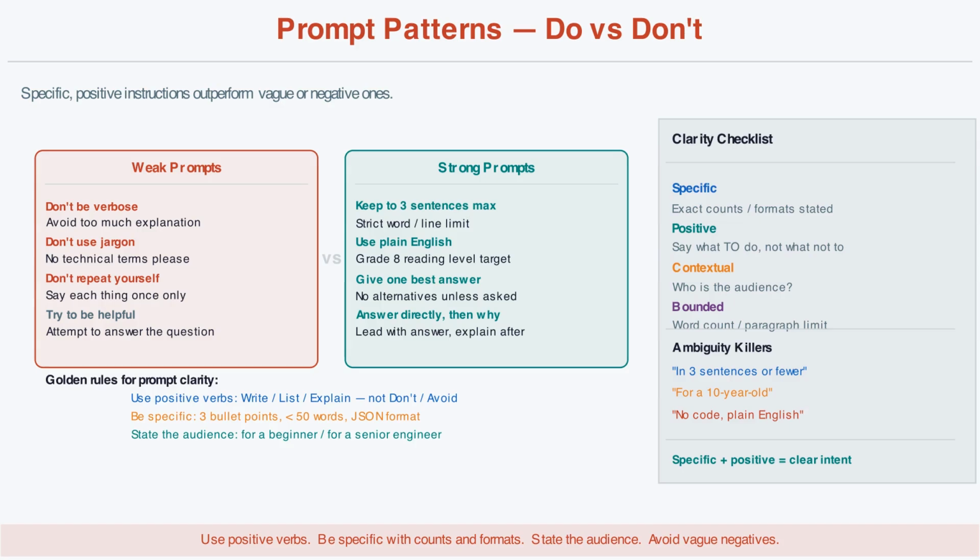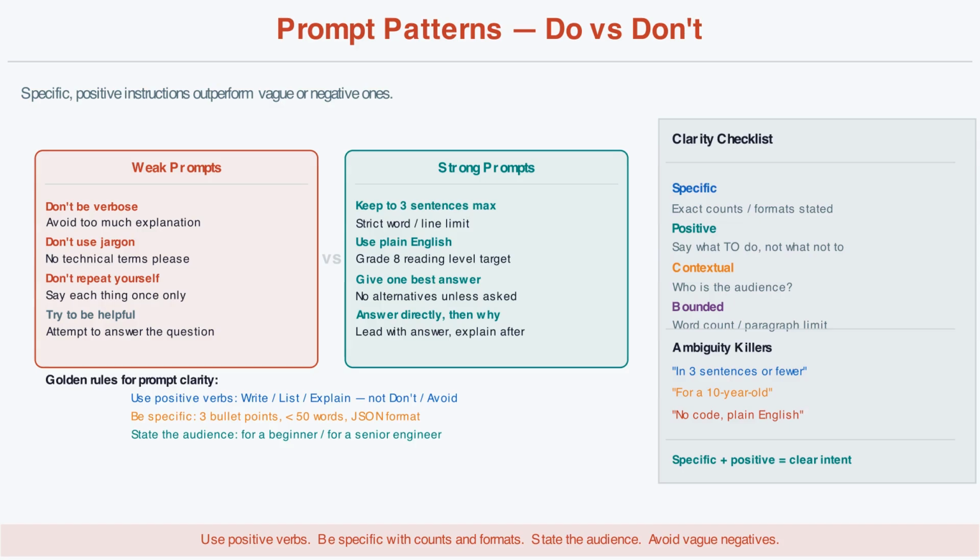Strong prompts tell the model exactly what to do. Answer in 3 sentences or fewer. Explain using everyday language at a grade 8 reading level. Give exactly 1 recommendation with your reasoning. Notice the difference. Positive instructions specify the exact target. Negative instructions just remove one option from a large space of possibilities, leaving everything else open.